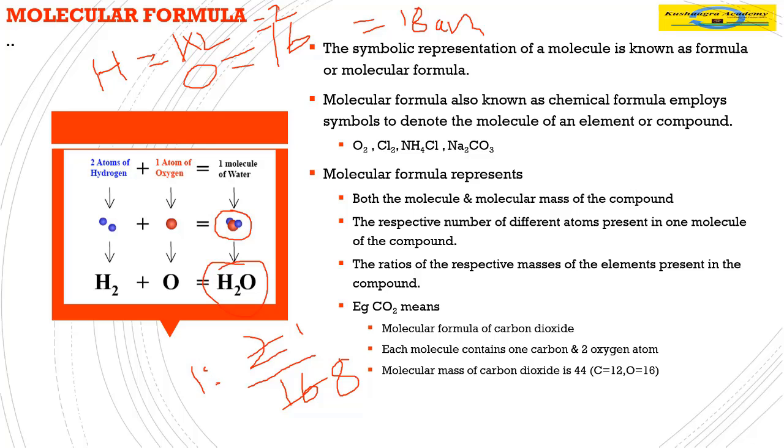So now it becomes easy for all of us to find out the molecular mass of the compound, the respective ratios of the elements present in the compound, and the respective number of the different atoms present in one molecule of the compound from the molecular formula. That's why we study the molecular formula, or we write the molecular formula. Molecular formula is also known as the chemical formula.